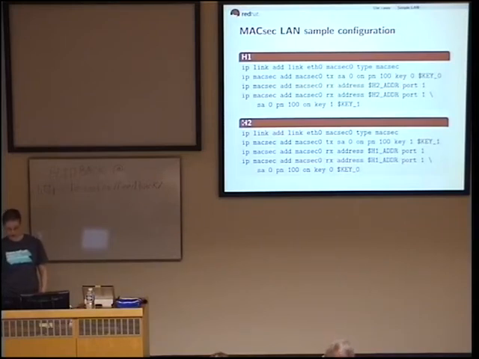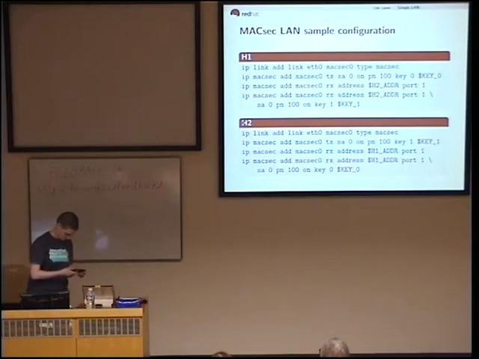You need also to create a receive secure channel for your peer. And you use the MAC address of your peer machine and the port number, which by default is 1. And on that secure channel you need to create the receive secure association with the key that matches the transmit key, so you have key 1 on transmit for the second host and key 1 on receive for the second host.